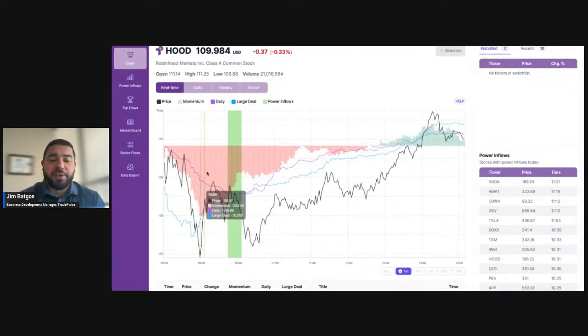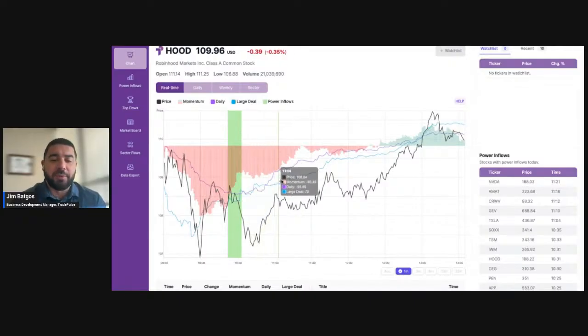You'll see some of that red shade there facing down, and then towards the right, you got some of that green shade facing up. We call this our retail momentum flow data. So this is capturing the intraday sentiment on the retail side, that green shade indicating more buying than selling, and then obviously the red shade indicating that there's been more selling than buying on the retail side.